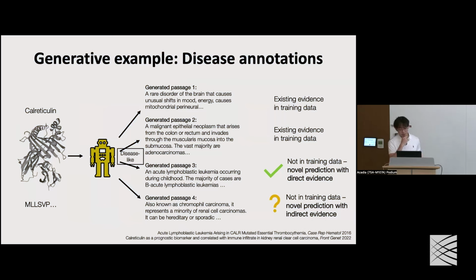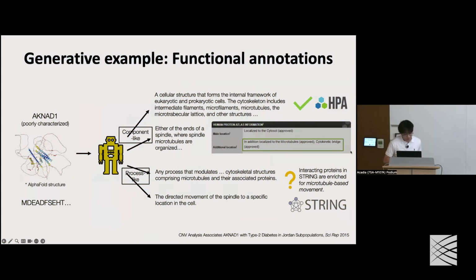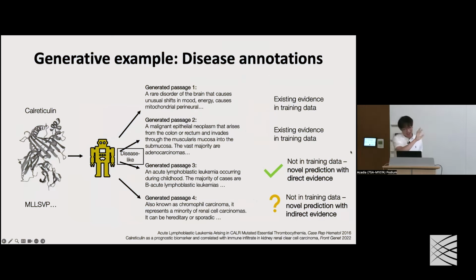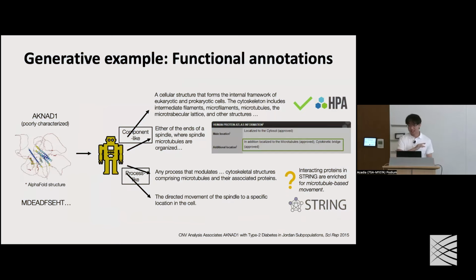Well, in this example, for some outputs, the first two generative passages, I won't move my mouse again. The model is actually making predictions that reflect the evidence in the training data. And for the last two, the model is actually making novel predictions or generations, some of which are validatable directly with direct evidence in literature, and the others have some indirect evidence support, but we need further validations for them.